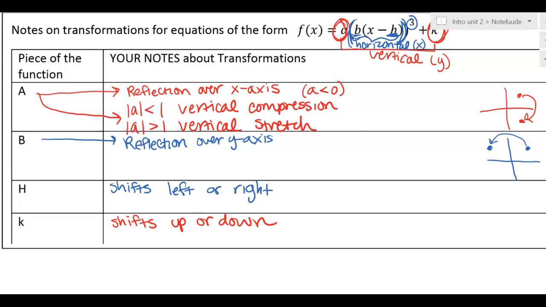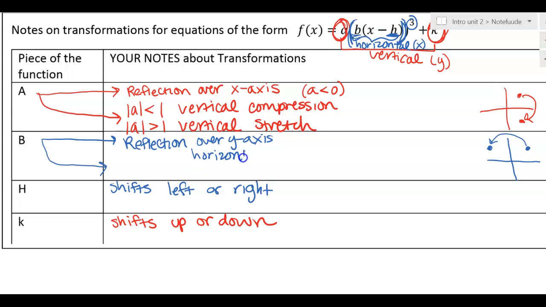Okay? And then what else can B control? What other types of transformations did we see happen to the graph when we moved the little thing back and forth and saw what B could do? Okay. Good. So it also does stretching and compressing.